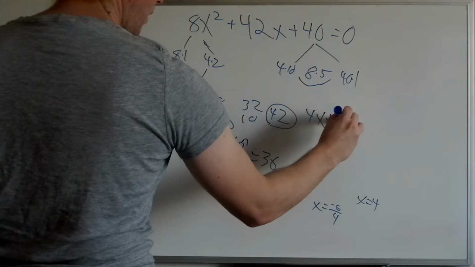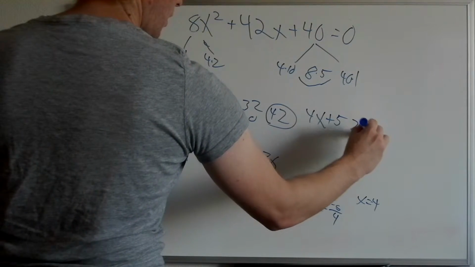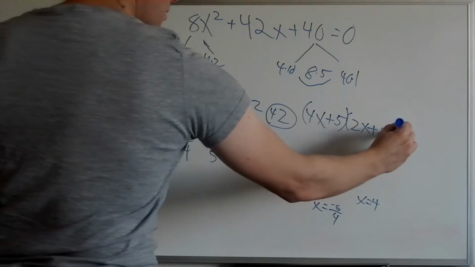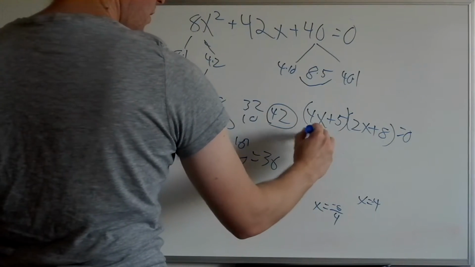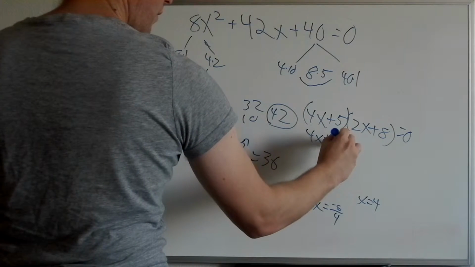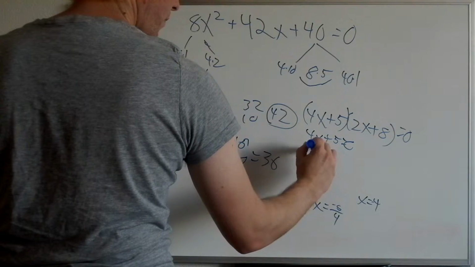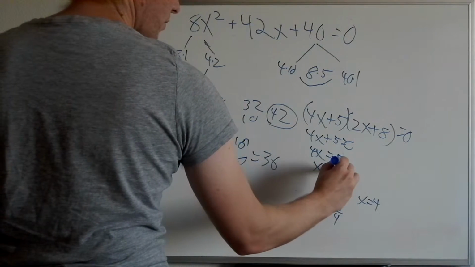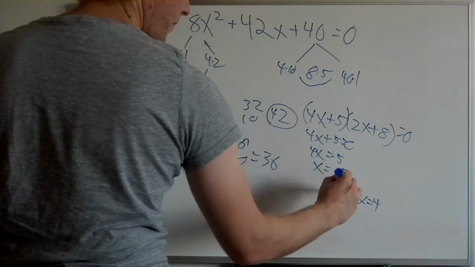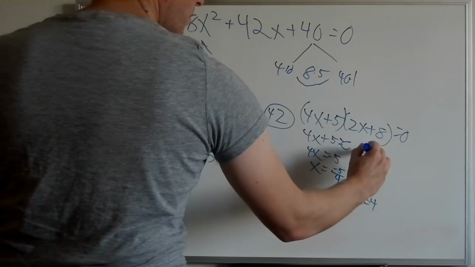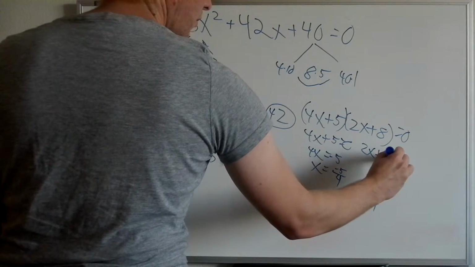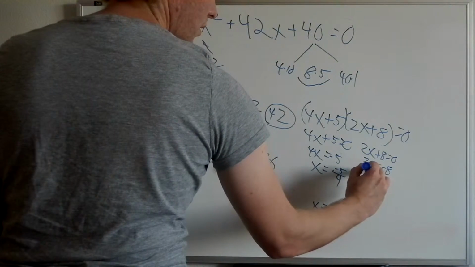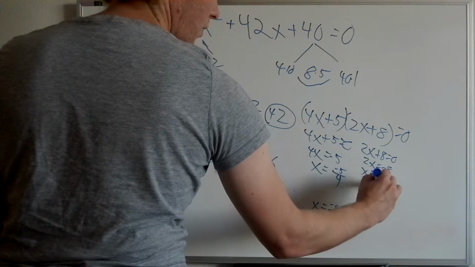4x plus 5 and 2x plus 8, equal to 0. 4x plus 5 equals 0, 4x equals negative 5, and then x equals negative 5 over 4. 2x plus 8 equals 0, 2x equals negative 8, x equals negative 4.